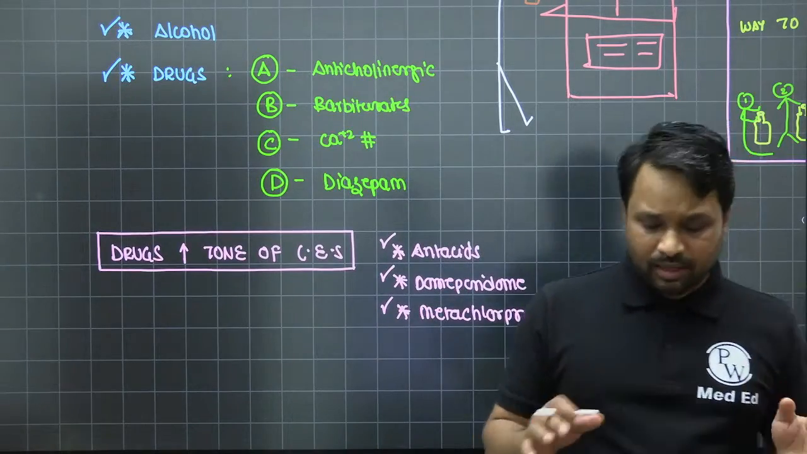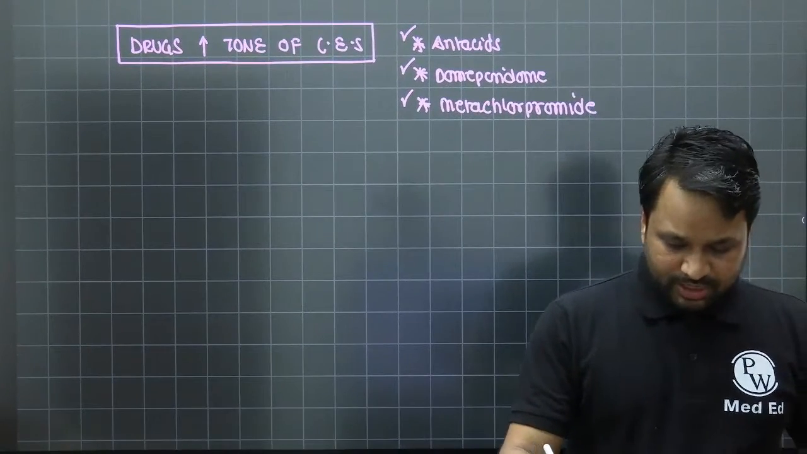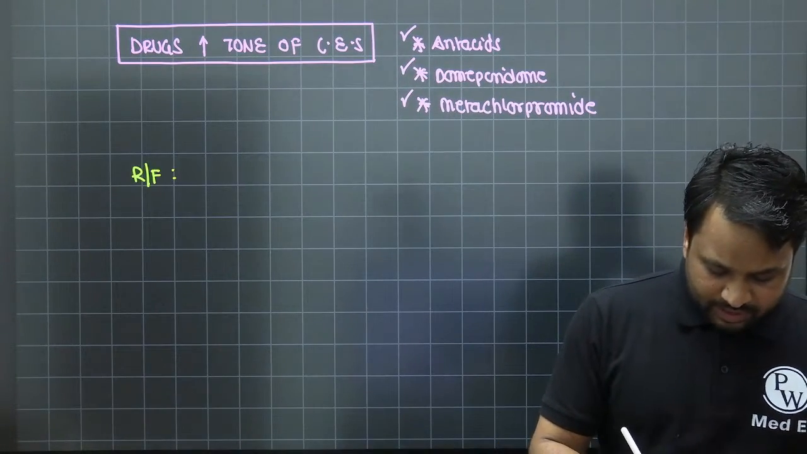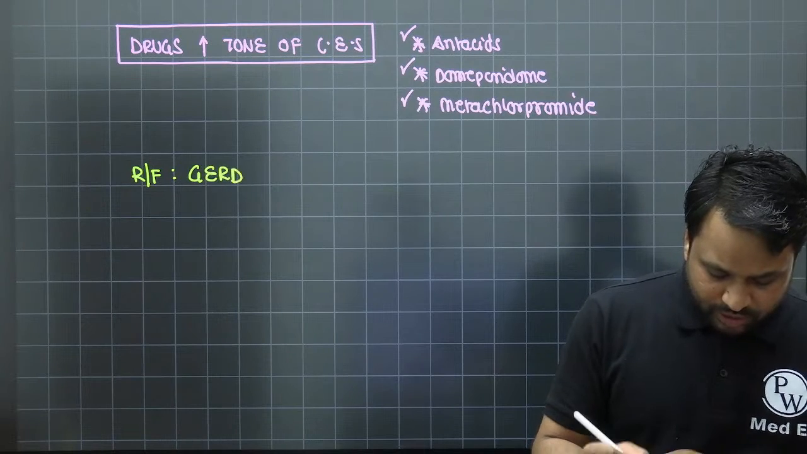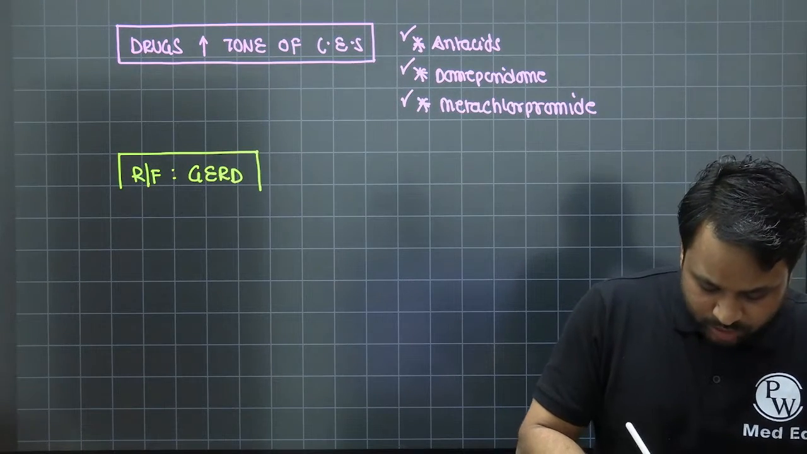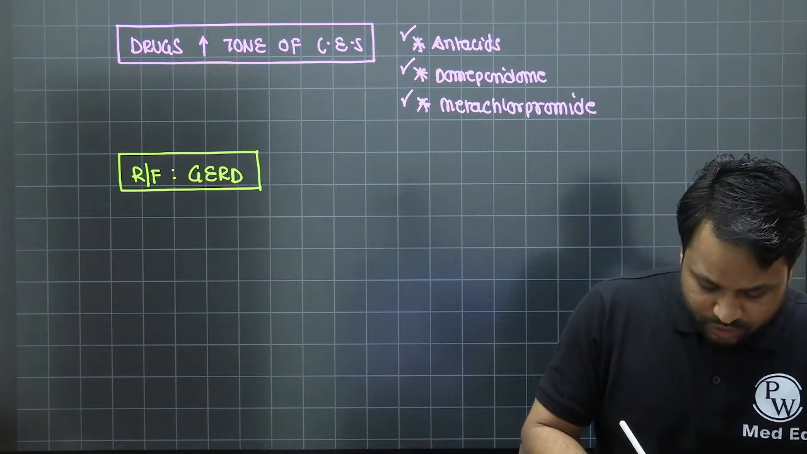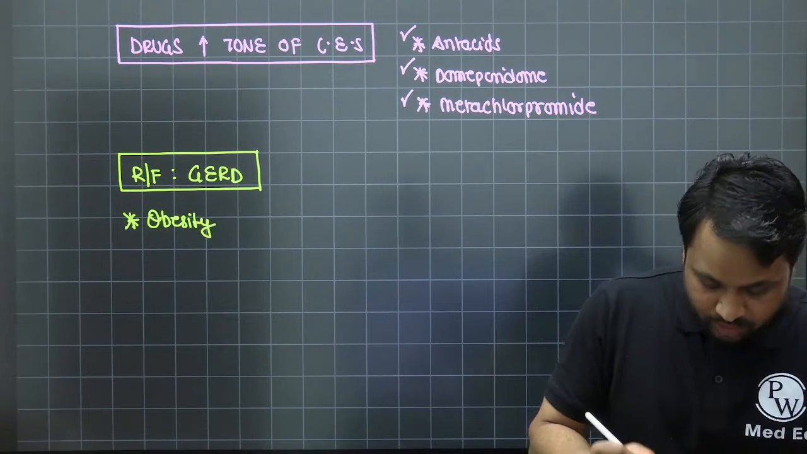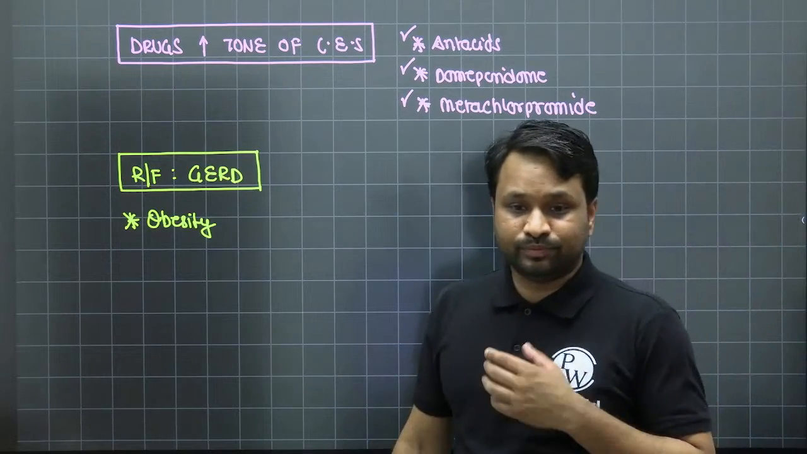But if I ask what are the pure risk factors for GERD, all this is fine. If I simply ask you what are the risk factors for gastroesophageal reflux disease, the single most important risk factor for GERD is going to be obesity.